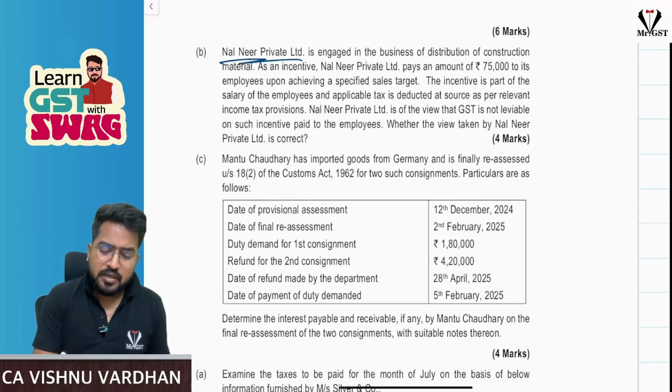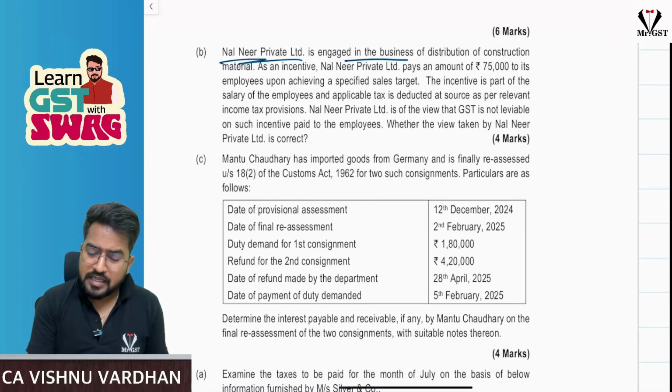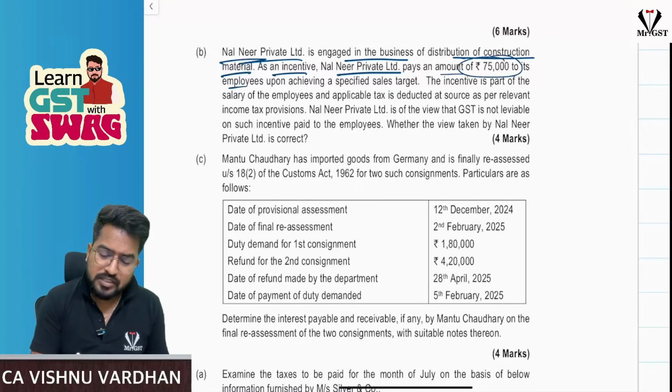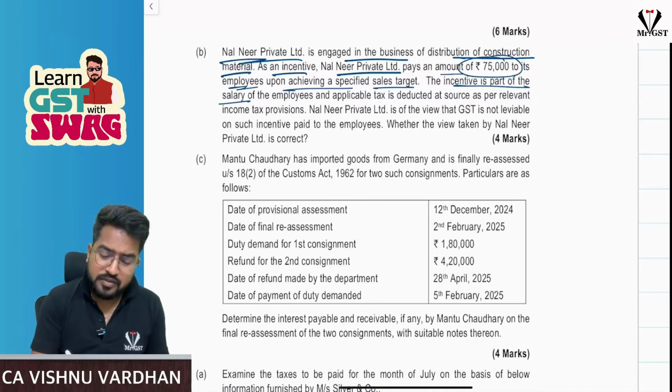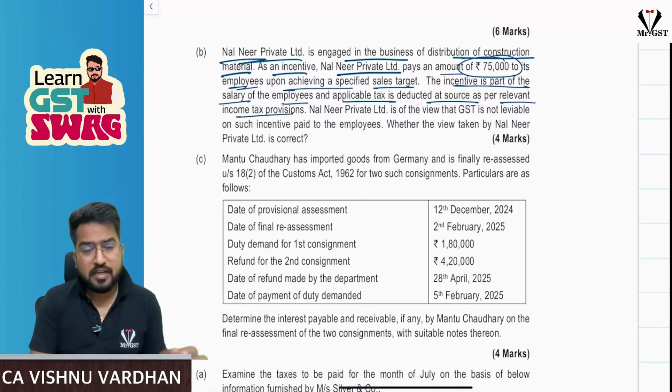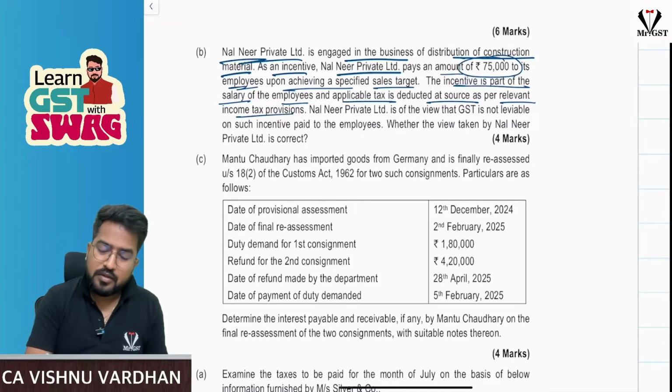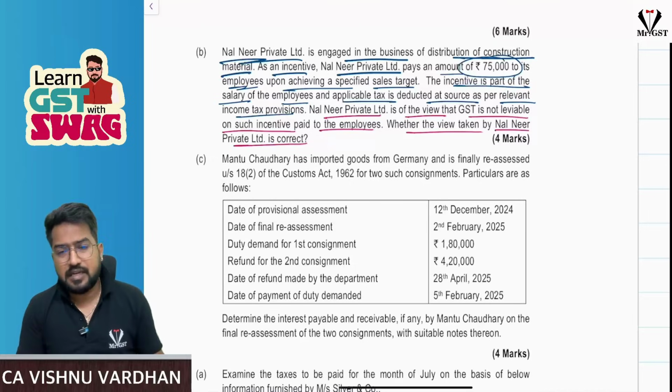Subpart B here. Null Neer Private Limited is engaged in the business of distribution of construction material. As an incentive, Null Neer Private Limited pays an amount of 75,000 to its employees upon achieving the specified sales targets. The incentive is part of salary of the employees and applicable taxes are deducted at source as per relevant income tax provisions. Okay. Null Neer Private Limited is of the view that GST is not leviable on such incentive paid to employees. Whether the view taken by Null Neer Private Limited is correct.